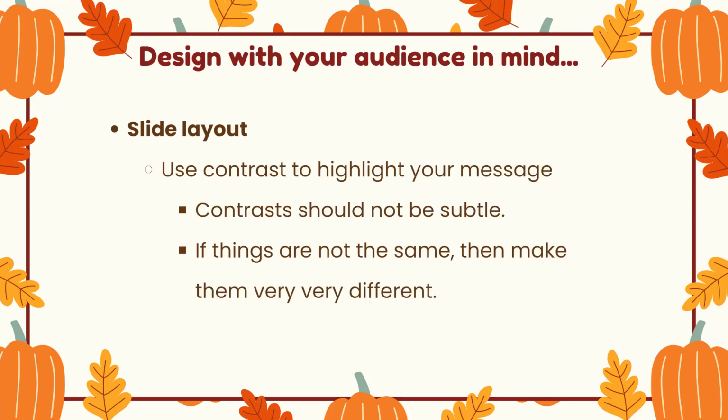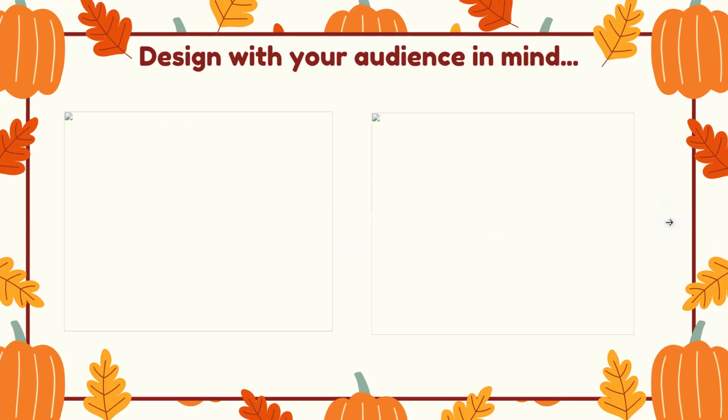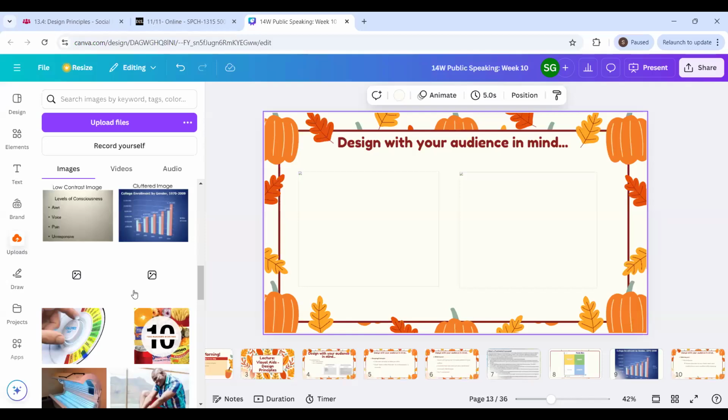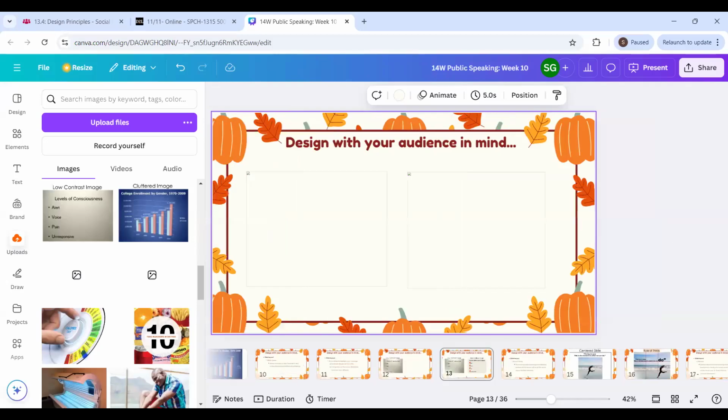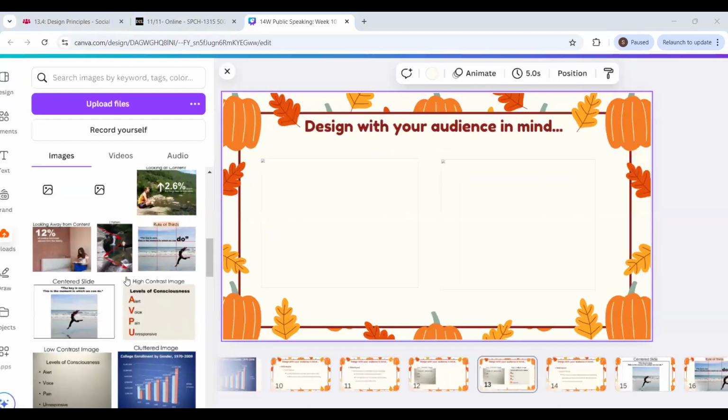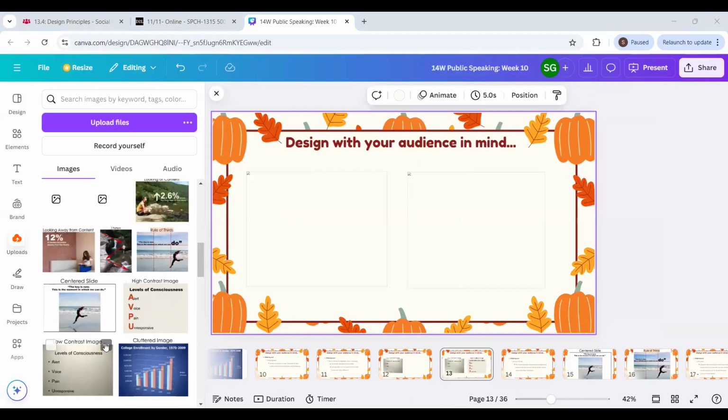Next, I want us to think about using contrast to highlight your message. Contrast should not be subtle. If things are not the same, then make them very, very different. So let me show you what this should look like. I had a problem with this. Yep, there we go. It's not working. Okay, let's see. Oh, boom. Okay, I can do it here.